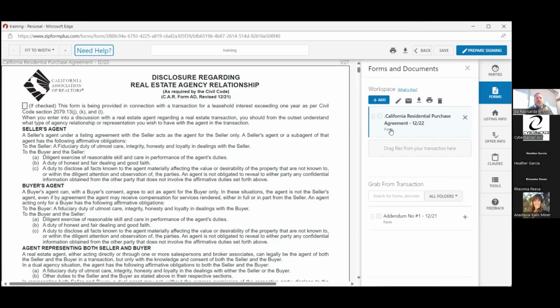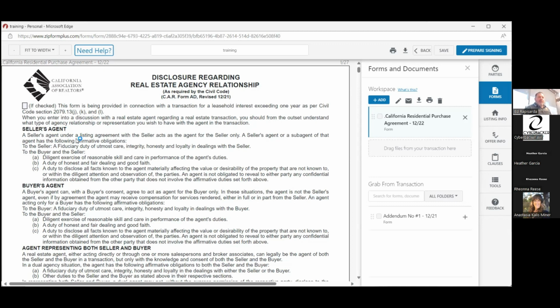All right. So when we look at the California Residential Purchase Agreement, the RPA, those forms will be included. Those are not ones that we take out. It's actually to be included all in one part, right? So the first form that comes up is the agency relationship.